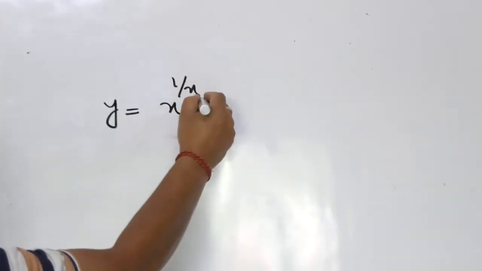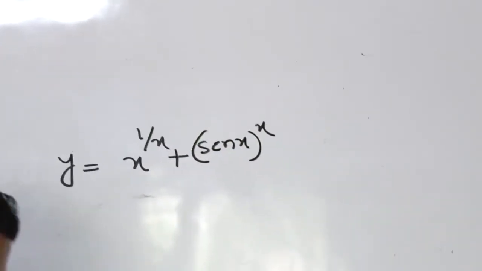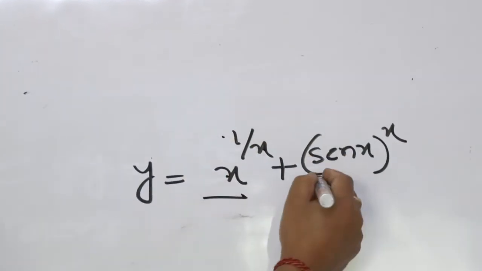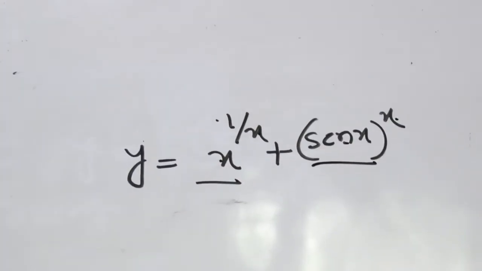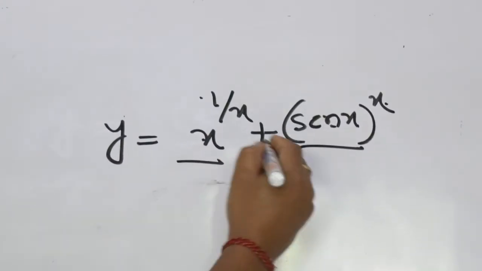Next, when the functions are of this type, suppose the function is of the form y is equal to x to the power 1 by x plus sin x to the power x. Here one function is x to the power 1 by x, another function is sin x to the power x. We cannot take logarithm directly because here there is an addition.